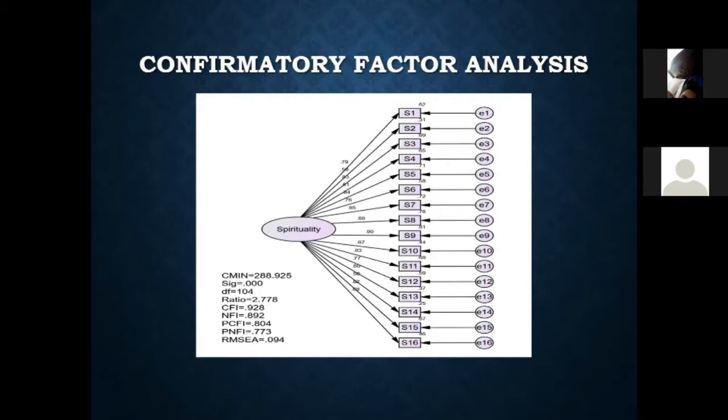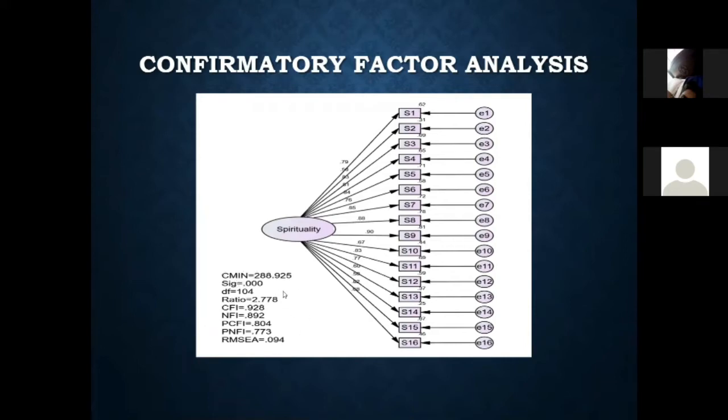In SPSS, we assume measurement error as 0. But in specific software, for instance, IBM SPSS Amos, we can take into consideration all these errors, so that we can really confirm that our items converge into spirituality.